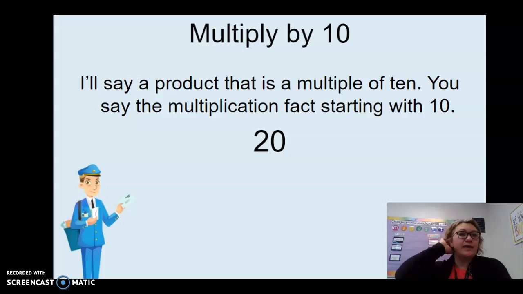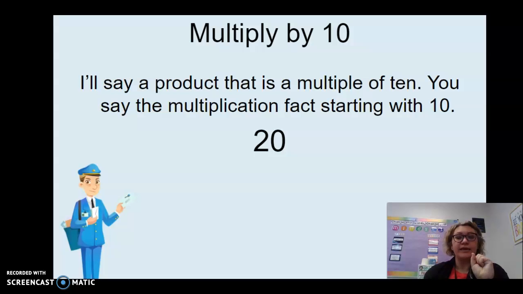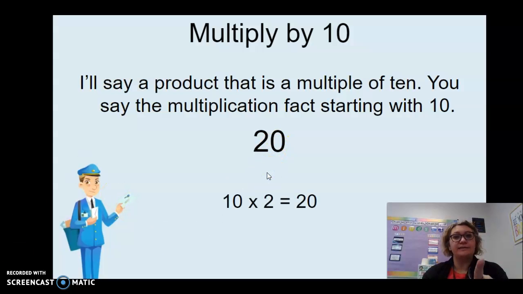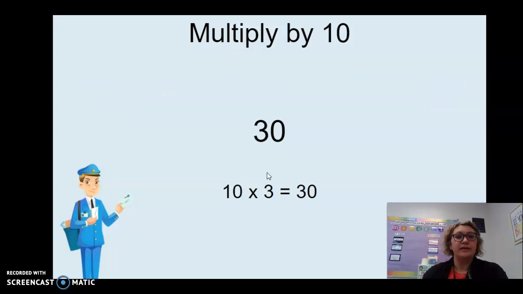If we're multiplying by 10 and we start with the end product, which in this case is 20, we would say the fact starting with 10, which would be 10 times 2, because we know that 2 and 0 make 20. See? So 10 times 2 equals 20. Let's do another one. 30. 10 times 3 equals 30.